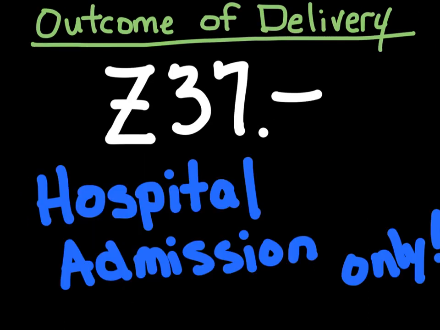Z37 codes are also only used for the admission or the episode during which the delivery occurred. If a baby is delivered outside of the hospital prior to admission, so we've all heard those stories of a baby being delivered in the car on the way to the hospital, we could not use this Z37 code in that instance. It is only used when the delivery happens during the actual hospital admission.